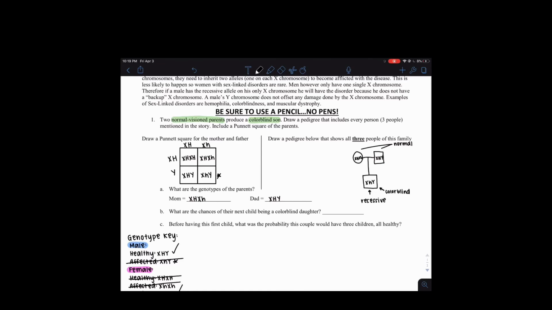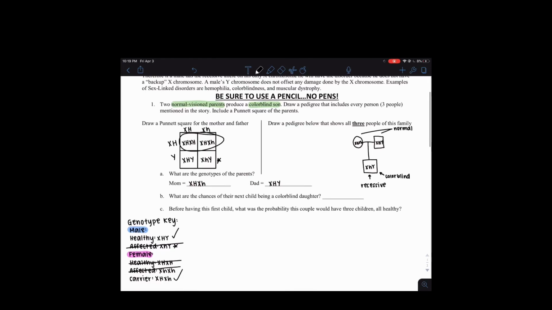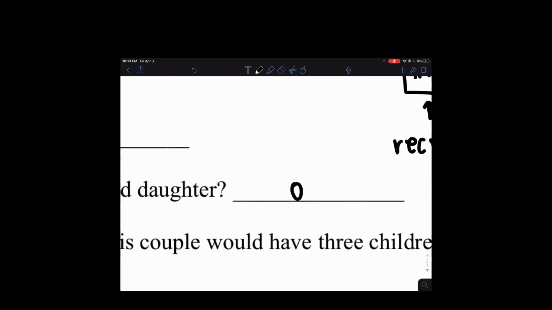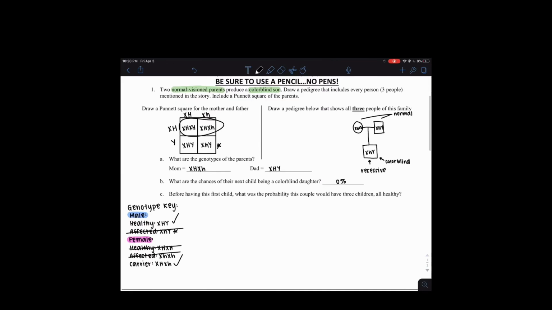So question B asks, what are the chances of their next child being a colorblind daughter? So if we look back at our Punnett square, we see that they only have 2 daughters, and there's a 0% chance that they will be colorblind because the daughters are healthy and a carrier.